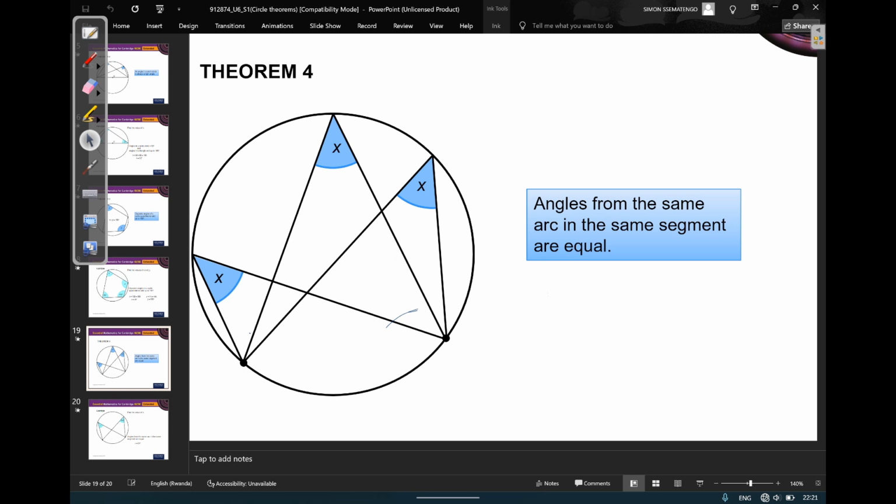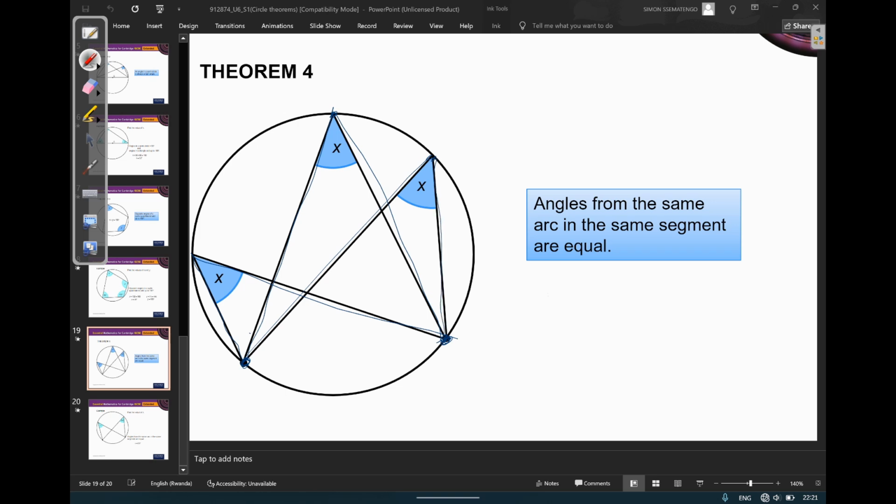Next, angles from the same arc in the same segment are always equal. If we look at 2 points, I have a point here and then another point here. Then I draw chords from them onto the circumference of the circle. I also draw another chord here connecting here, then we come here, and then also another one here. It is known that all of those angles that are formed are equal because they are in the same segment. So angles in the same segment by the same arc are equal.